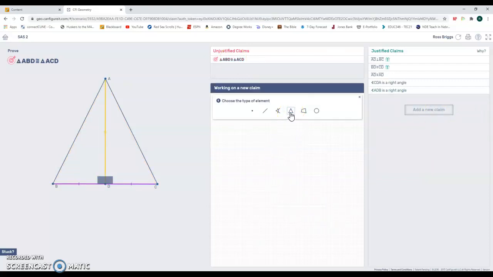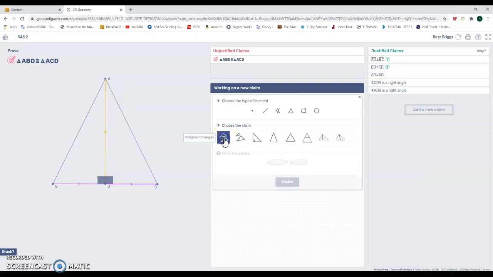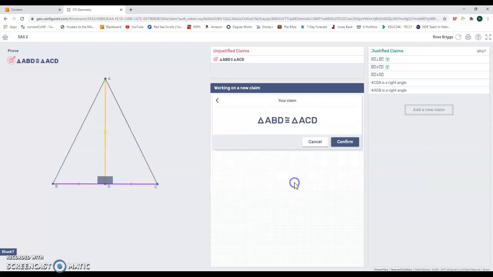And this is going to be a claim about a triangle, or triangles. So I'll click on a triangle, choose the claim, congruent triangles. Sweet, that's what we want. I was going to see if the shortcut worked to click on that, but it doesn't. So let's just copy it down from up there. We want to prove that triangle ABD is congruent to triangle ACD. Let's claim it. So that's our claim. They match. Let's confirm that.